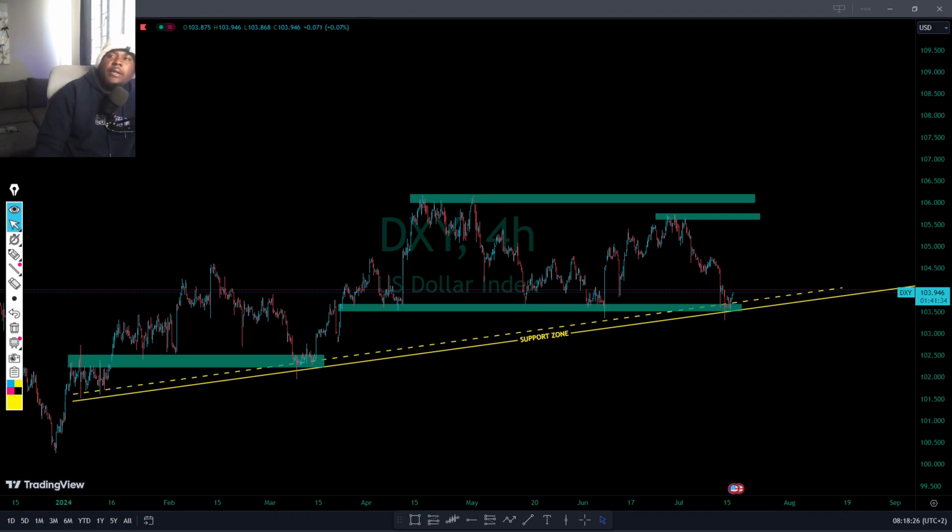So let's go straight to our daily analysis. It's Tuesday, and later on around 2:30, we're going to have retail sales. So now you can see that we are on DXY.